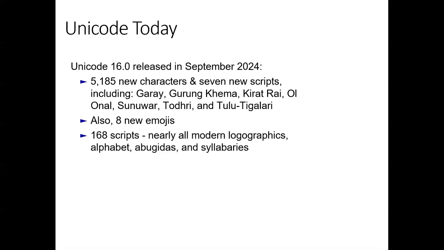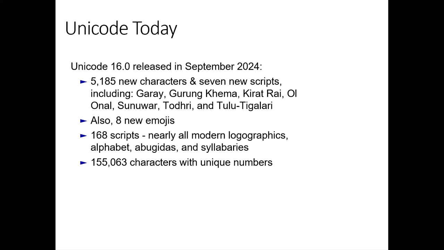The total, what we have right now in Unicode 16, with those 5,000 new characters and 7 new scripts included, is 168 scripts or writing systems that are represented. This includes nearly all modern logographic systems, alphabets, abugidas, syllabaries, abjads, as well as some classic ancient ones and some very lesser known ancient ones. With 168 scripts represented, plus all the punctuation and other instructions that are needed for text processing in computers, 155,063 characters have unique numbers.